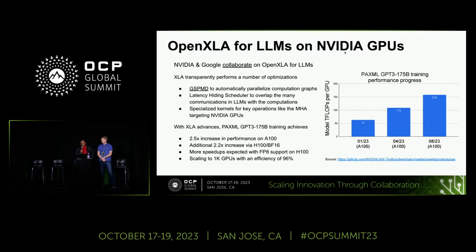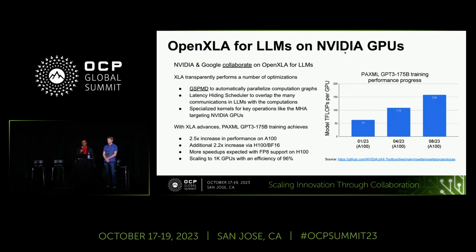Thanks, Paul. So we at NVIDIA have been collaborating with Google on OpenXLA for LLM performance. We have been working with different JAX frameworks. XLA provides a large number of optimizations which transparently happen, and that helps us obtain great performance. XLA has GSPMD, which can automatically parallelize your computational graphs. It has something called a latency hiding scheduler.